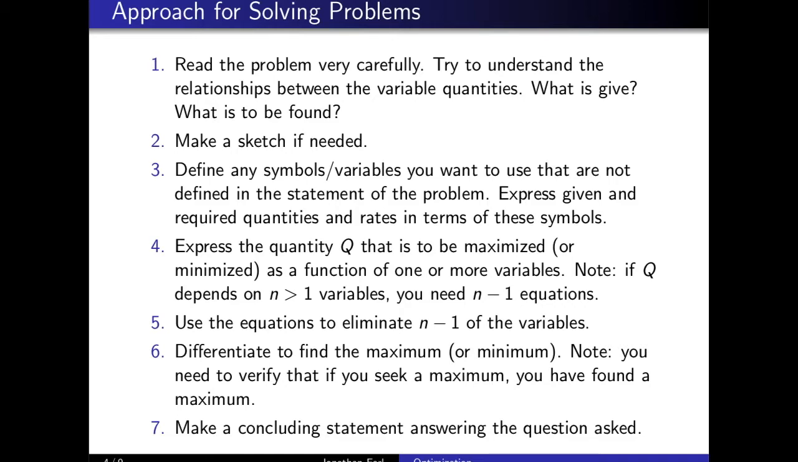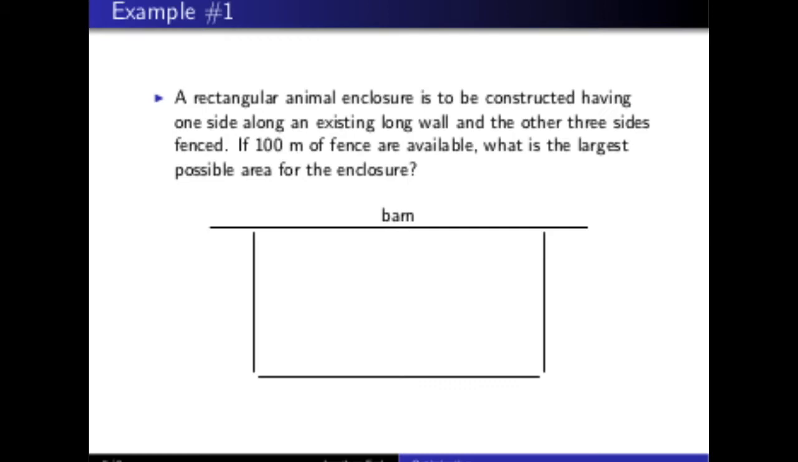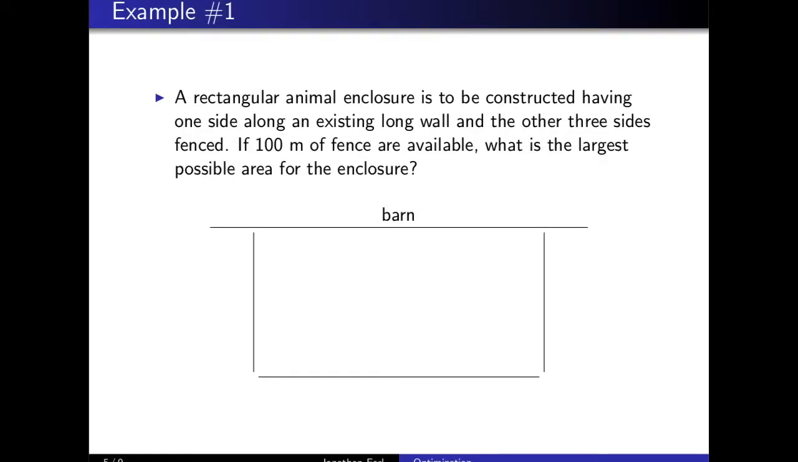And then at the end, we just need to verify using a derivative test that we've actually found a maximum or minimum, depending upon what we're looking for. And then we'll just give a concluding statement. Okay, so we're going to do a couple of examples of these.